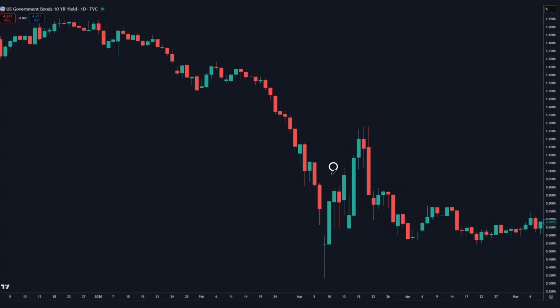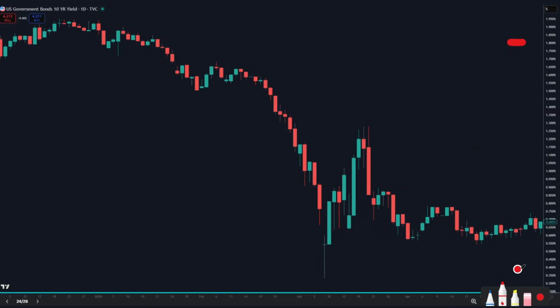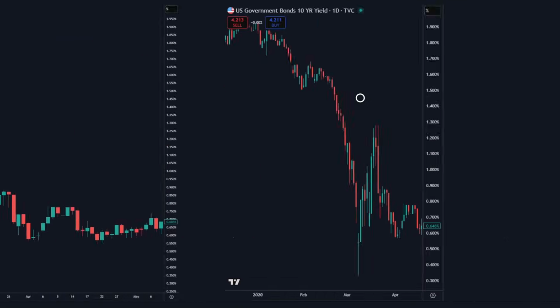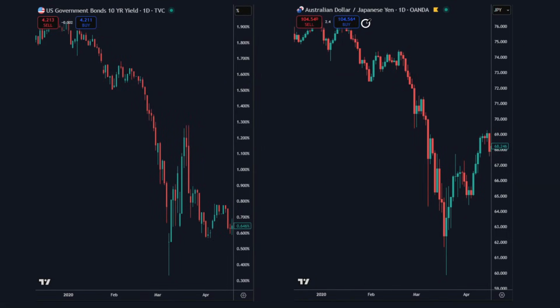Look at March 2020. US yields crashed from around 2% down to almost 0% in a matter of weeks. This is a massive move, and the market knew that the Federal Reserve was going to cut rates to save the economy. And in fact, they did. So, in this context, in this regime, what happens to the Australian dollar against the Japanese yen? You can see it's pretty much the same exact chart, because this is what it does.